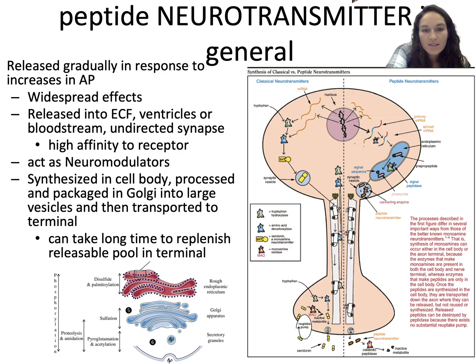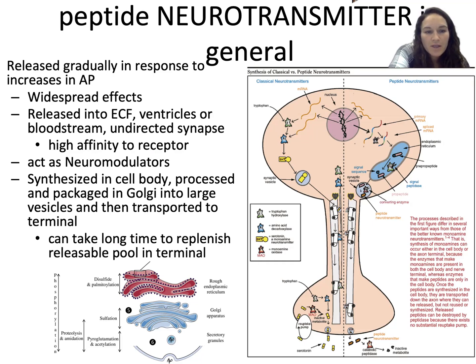They aren't necessarily targeting directed synapses to the same extent that we see with classical neurotransmitters. So we could have accumulation of neuropeptides outside of the cell, as long as the cell is very active. And if the cell is very active, we're going to expect it to continue to release neuropeptides.